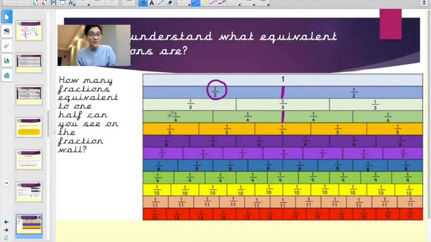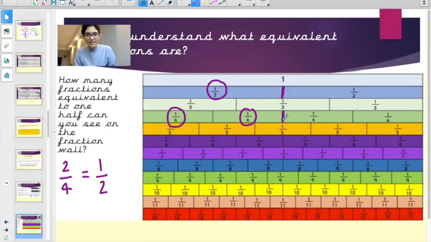That tells me that I found a bar that is the same size as the half, and that means they're equivalent fractions. So how much is that? A quarter. Oh, and another quarter. So what's a quarter plus a quarter? That would be 1 plus 1, keep the denominator the same, 2 quarters. So 2 quarters is the same as a half. What other ones can we see?